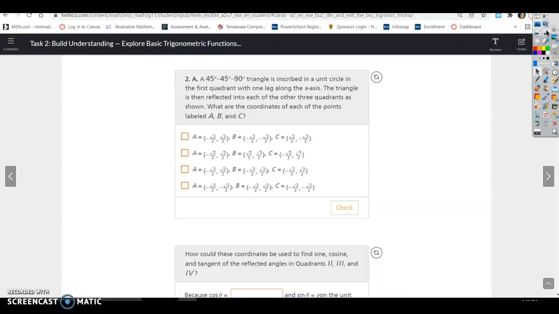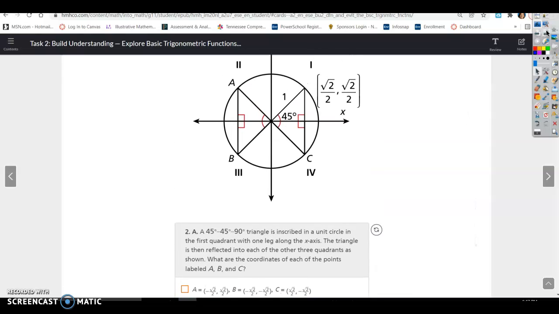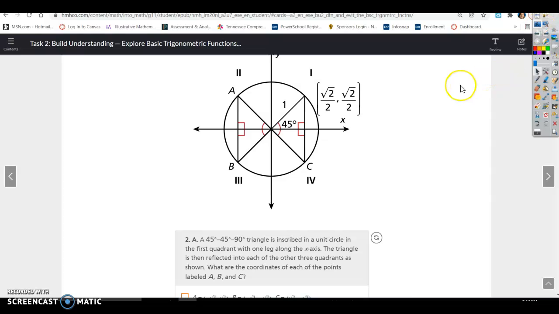Alright, so it says a 45, 45, 90 triangle is inscribed in a unit circle in the first quadrant with one leg along the x-axis. The angle is then reflected into each of the other three quadrants as shown. What are the coordinates of each of the points labeled A, B, C? Alright, so we're going to get that information from here.